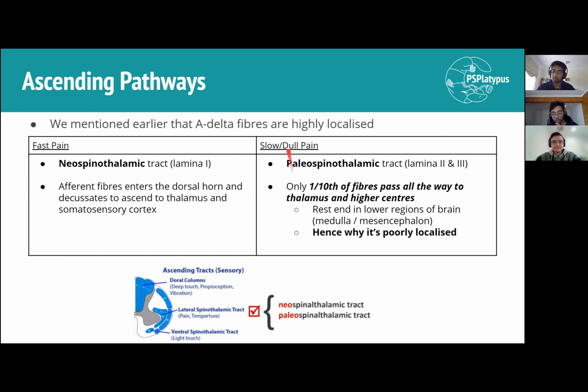So for the slow dull pain, only 1/10 of the fibers pass all the way to the thalamus and higher regions, and a lot just end in the lower regions of the brain, like in the medulla. And this is kind of an explanation as to why it's also so poorly localized, because it doesn't get all the way up to our somatosensory cortex properly. But we still perceive pain.